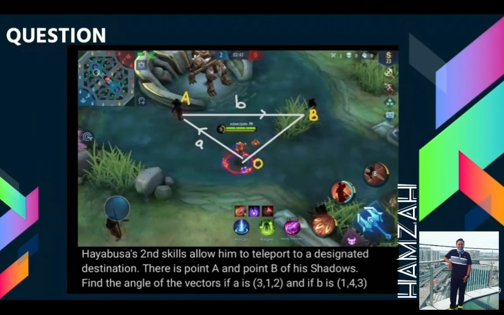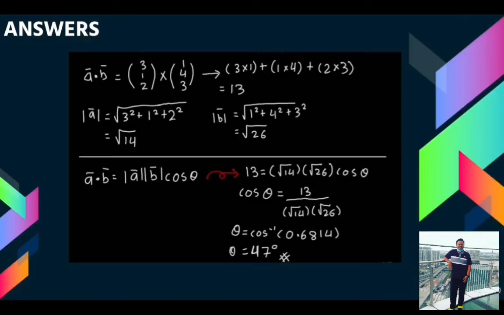Hi, my name is Akmal Hamzah. Next, I want to present about the question. So the question I want to present is: Hayabusa has a second skill that allows him to teleport to a designated destination. There is point A and point B of his shadow. Find the angle of the vector if A is (3, 1, 2) and B is (1, 4, 3). Lastly, we want to find A dot B.